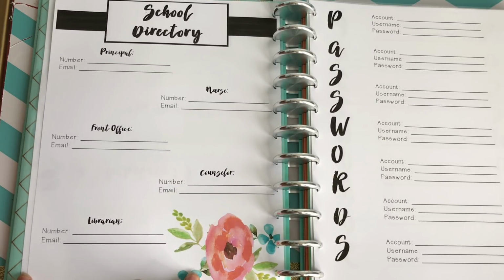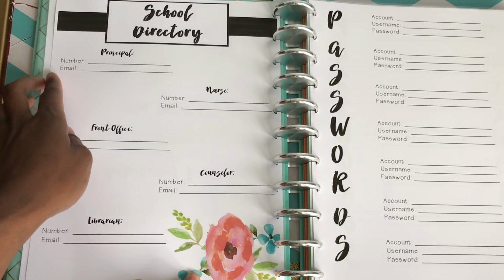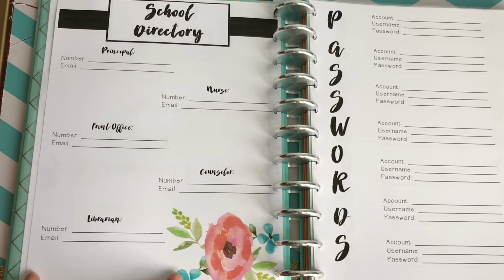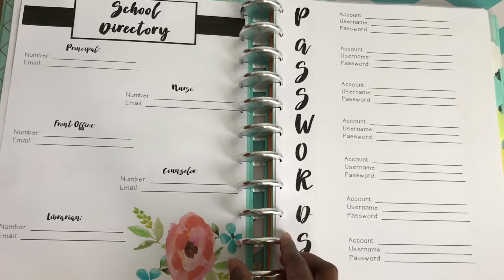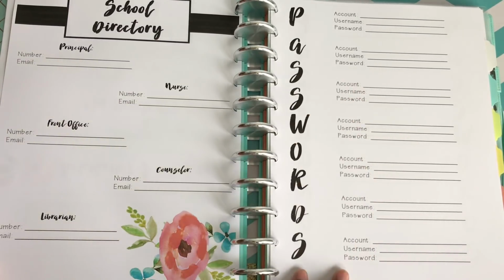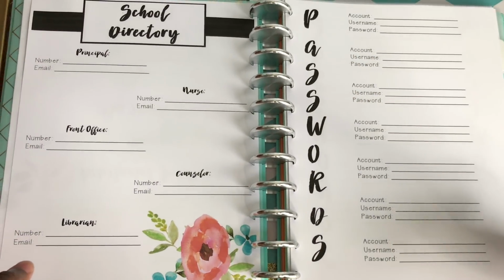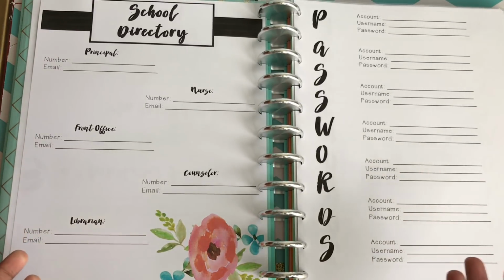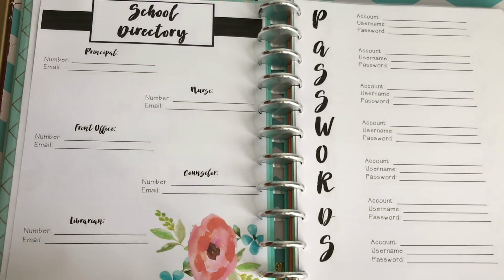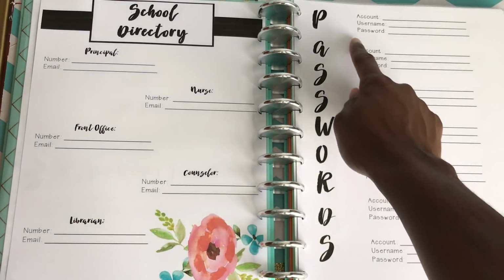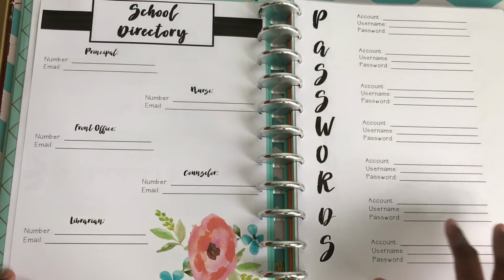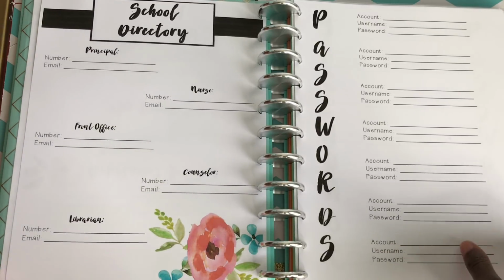It is already labeled. So you have the place for the phone number and email for your principal, nurse, front office, counselor, and librarian. So on this sheet, you have the passwords that you use for your class. You have account, username, and password. I always forget that, so I just love that you can write that down, and then when they expire, because there are some places after 30 days or after 90 days you have to change them, or for whatever reason, let's say you forgot, you wrote it down and you changed it, you can just cross it out. That's what I do, so that I know that the up-to-date one is the one that I just wrote.